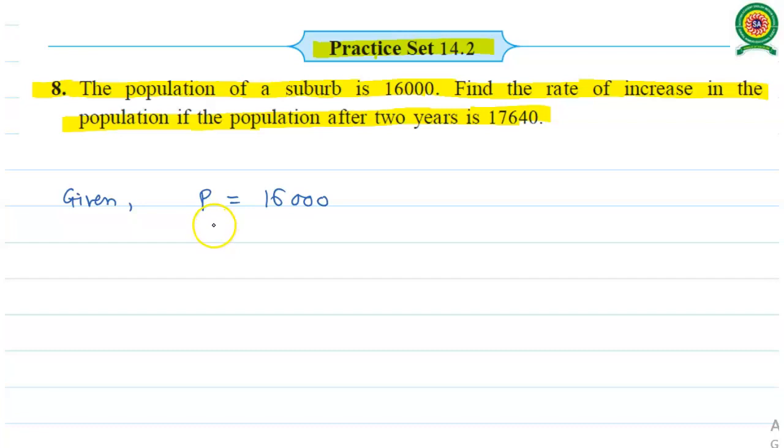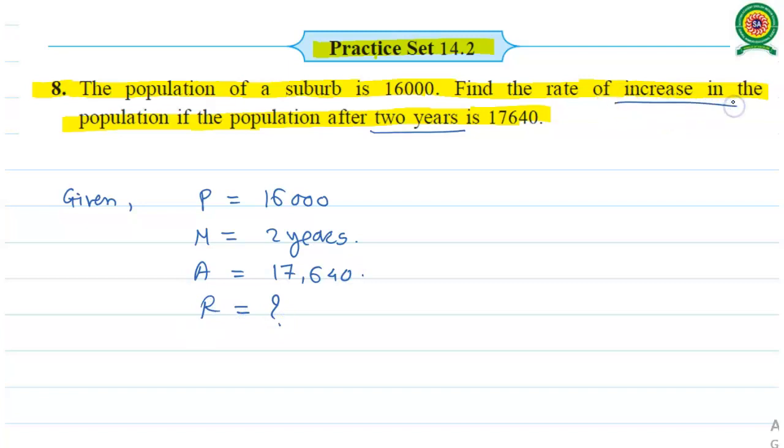And at the end of 2 years, that means the duration is 2 years. And the amount of population at the end of the 2 years, meaning the value of A, is 17,640. We have to evaluate the rate of increase in the population, that means the value of R.